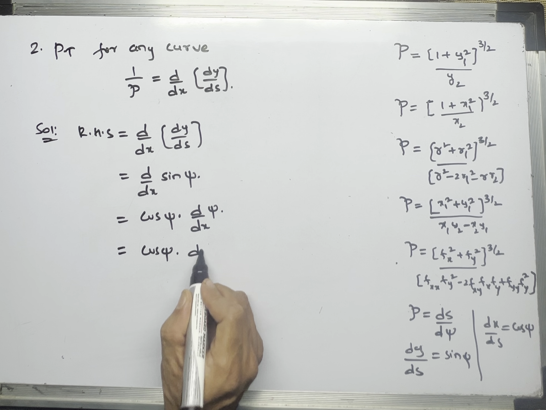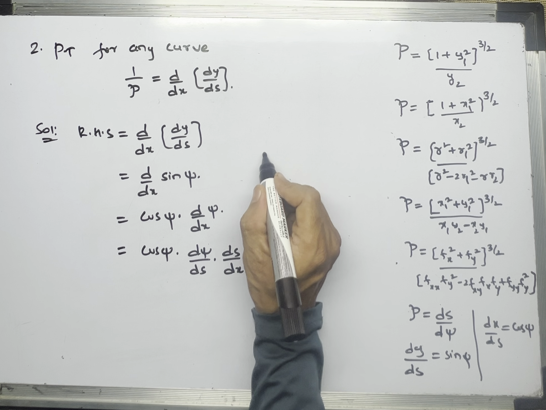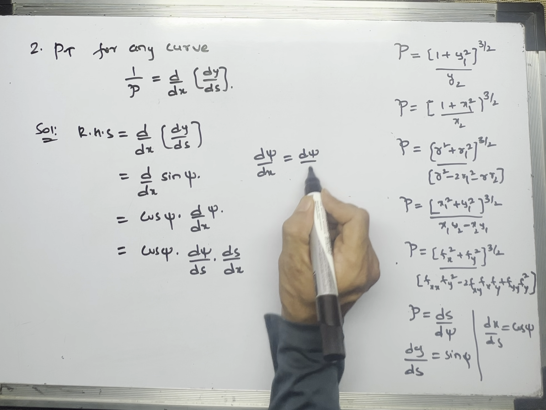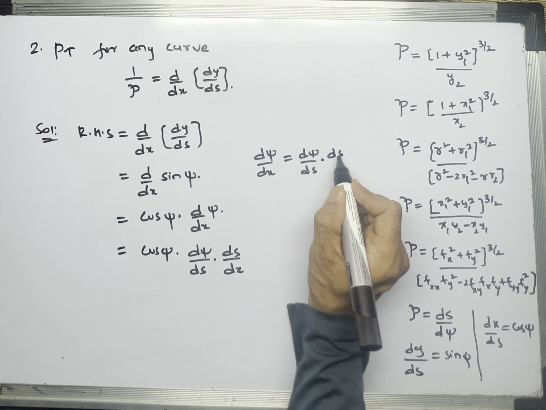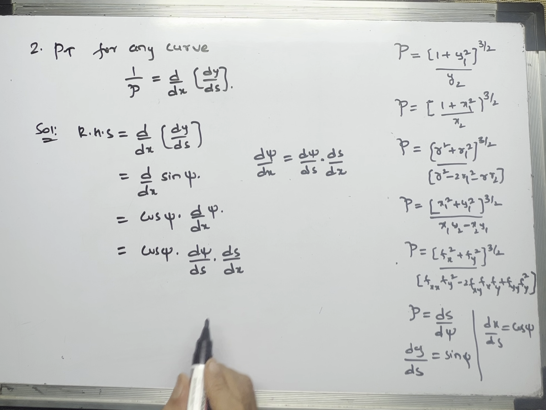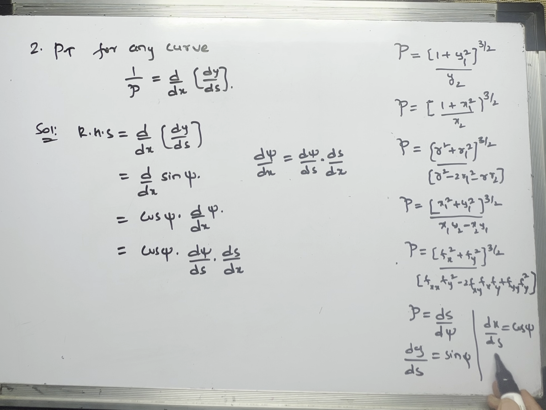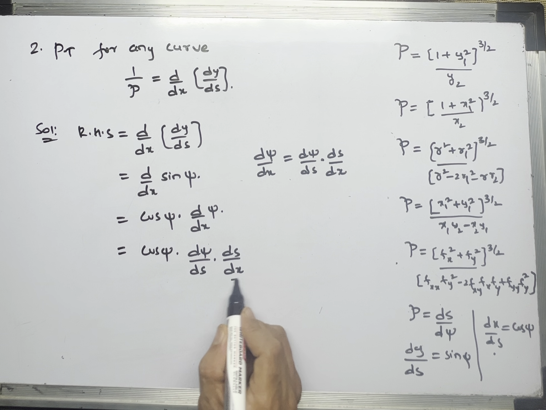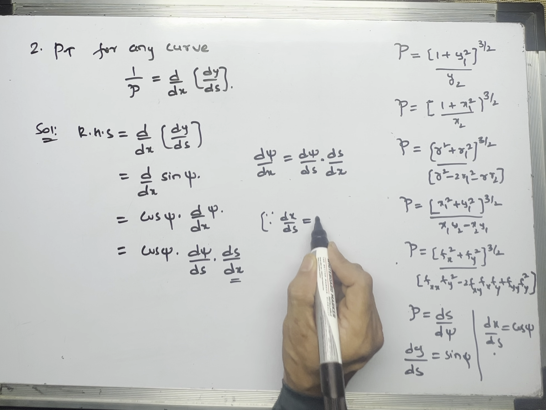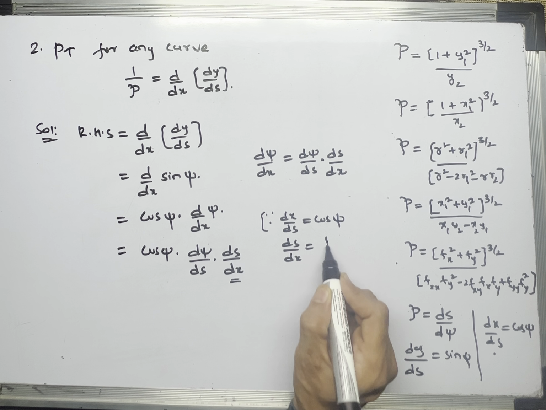So we can multiply and divide by ds here. We write d psi by dx by splitting it as d psi by ds into ds by dx. Once you get this function, ds by dx is given in reverse form. As we know that dx by ds is equal to cos psi, ds by dx is equal to 1 by cos psi.